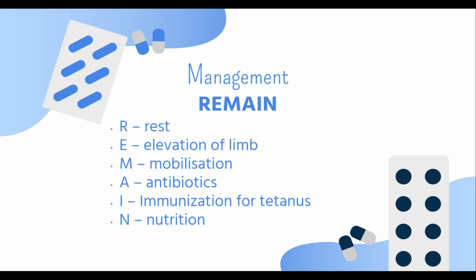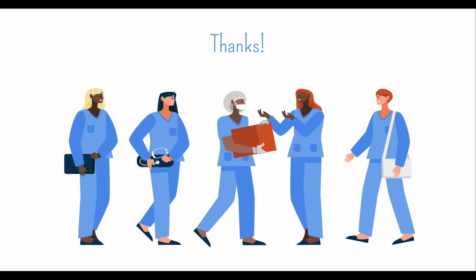These are the basic steps of management. You can memorize it by the mnemonic: rest the limb, elevate the limb, mobilize, and antibiotics, and you have to give immunization for tetanus and proper nutrition. That's the basic, simplest thing you should know when you're doing a cellulitis short case. Okay, that's all.